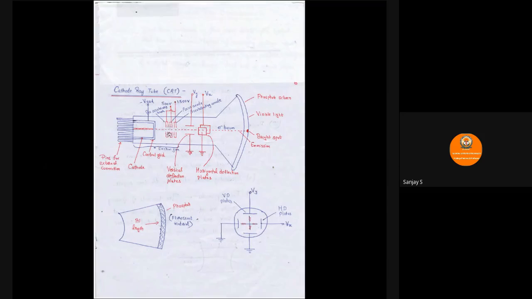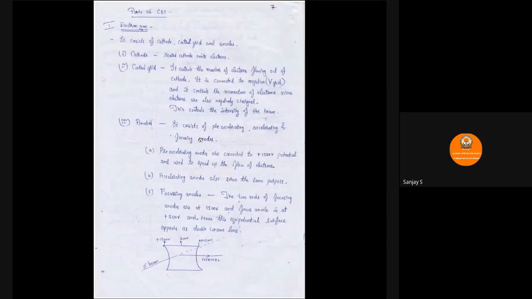We have three anode sections here: pre-accelerating anode, focusing anode, accelerating anode. The pre-accelerating anode will be connected to plus 1500 volts potential, which is used to speed up the flow of electrons, because electrons are negatively charged. The pre-accelerating anode tends to pull the electrons, and the accelerating anode also does the same job. And in between we have the focusing anode.